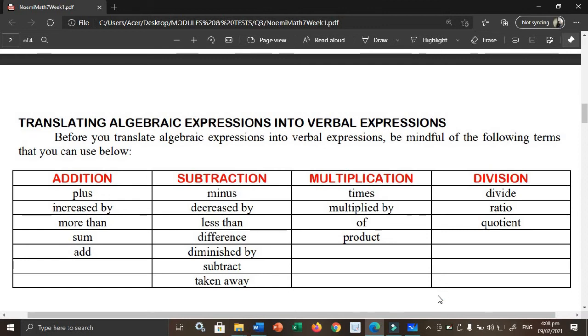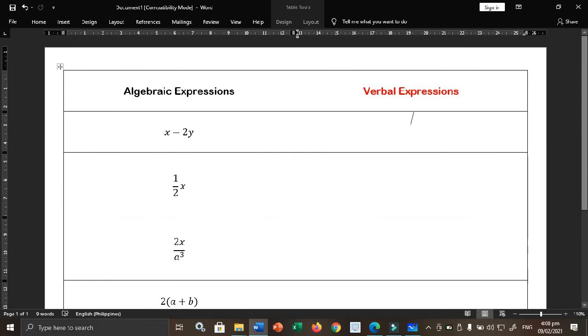So, let's say, for example, we have 1/2 of x. So, multiplication yan. And then, we have the product. And then, sa division, we have divide, ratio, and quotient. Now, let's write the verbal expression for the following algebraic expressions here.